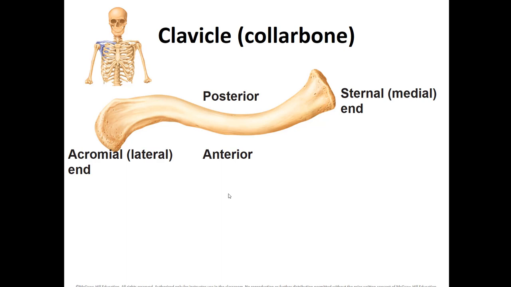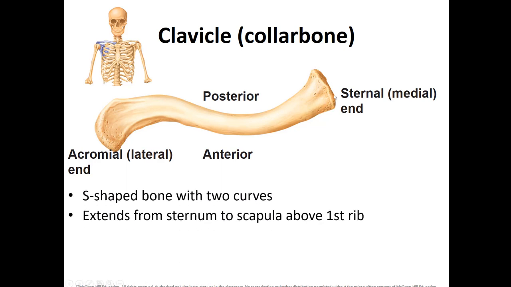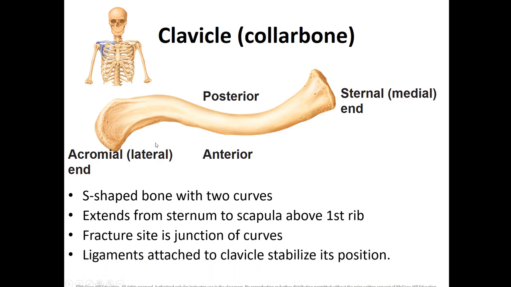The clavicle is a nice S-shaped bone. The medial end is up against your sternum. The acromial or lateral end articulates with the acromion process of your scapula. Usually the fracture site is right where the two curves come together. This is going to be stabilized by a number of ligaments.